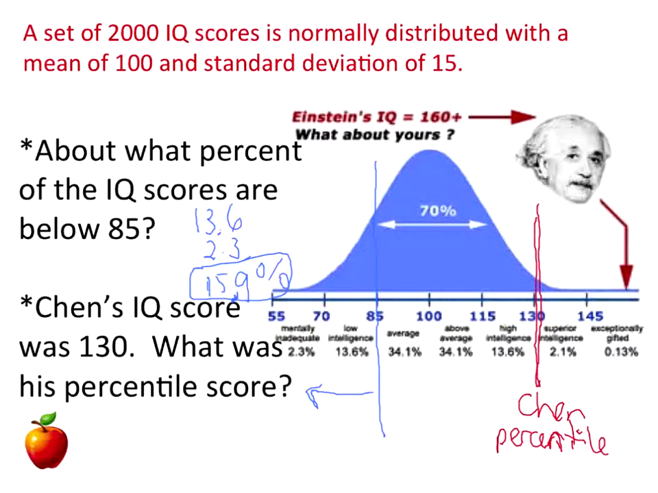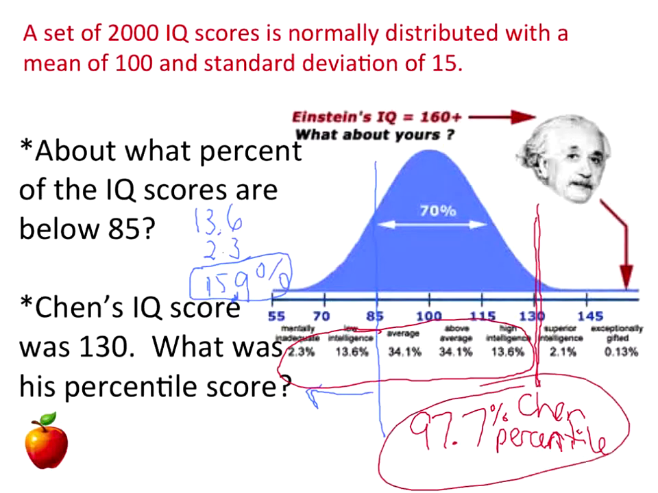So again, percentile is all about what percent of the population is below you. So that would just mean we would need to add up all the percents that are below Mr. Chen. So Mr. Chen would be what? 97.7 percentile. So even though this curve looks kind of scary, is it pretty easy to use once you get used to it? Yes, I hope is the answer.